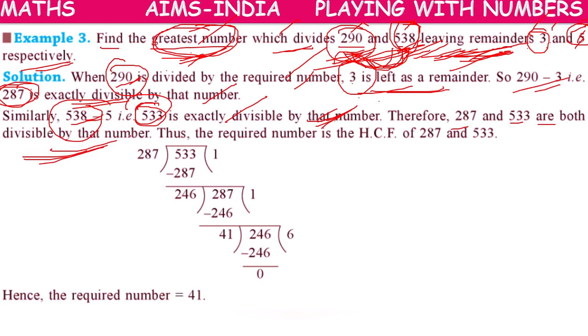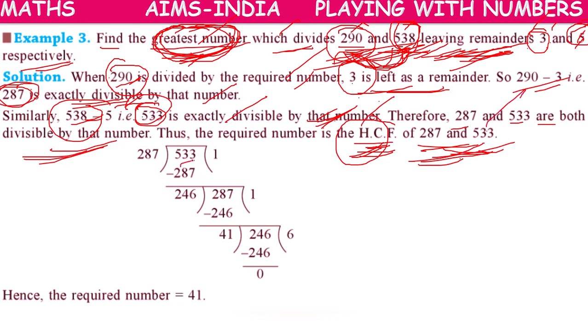So the required number is, because it is dividing both the numbers and it is the greatest number, it is called GCD, or HCF. Because we want to find the greatest common divisor, it is nothing but HCF. We want to find the HCF of these two numbers. They have given these two numbers, but after removing the remainders, we are getting these numbers. First, we have to find HCF of these two numbers.